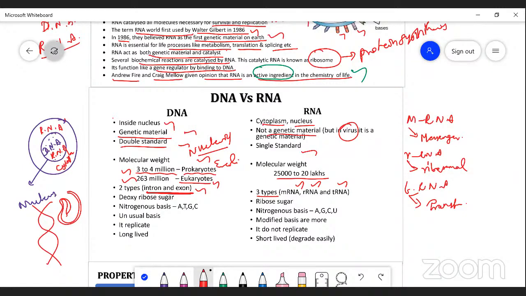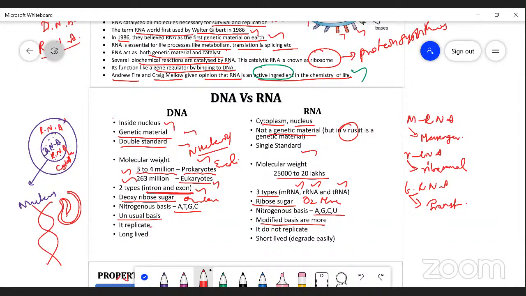Next, DNA is known as deoxyribose and RNA is known as ribose. Deoxyribose is a pentose sugar, and ribose is also a pentose sugar, but one oxygen atom is more in RNA and one oxygen atom is less in DNA. Remember that. Nitrogenous bases: in DNA, adenine, thymine, guanine, cytosine are present. In RNA, adenine, guanine, cytosine, uracil are present, along with unusual or modified bases. Instead of thymine, uracil is present.